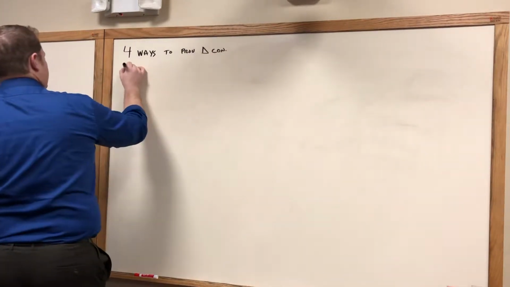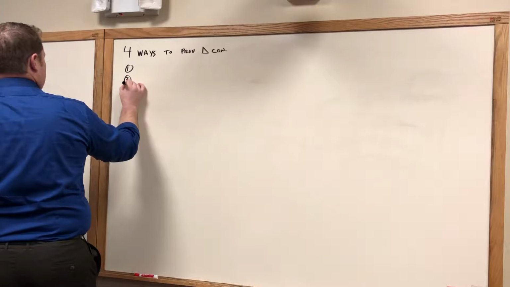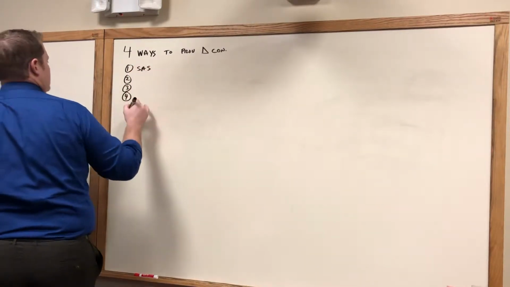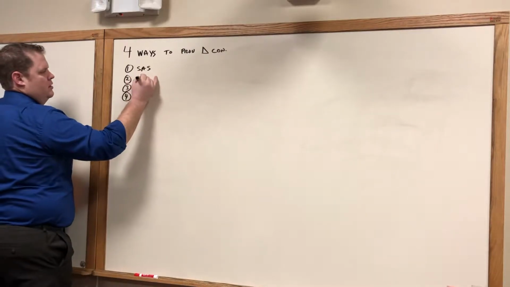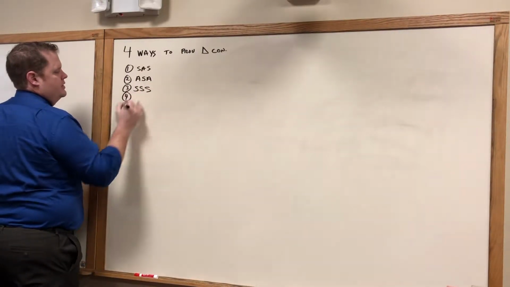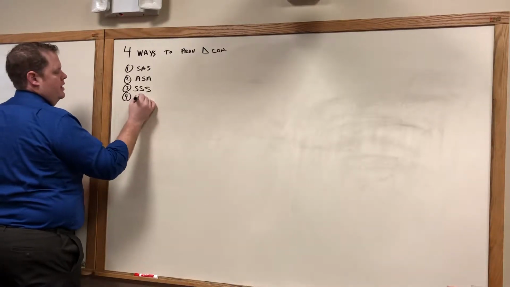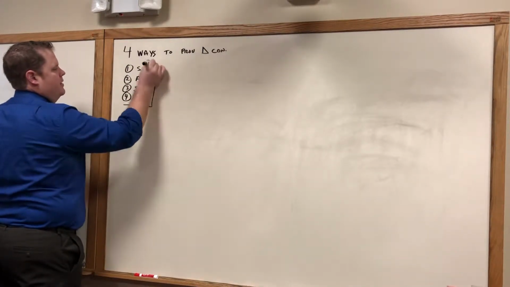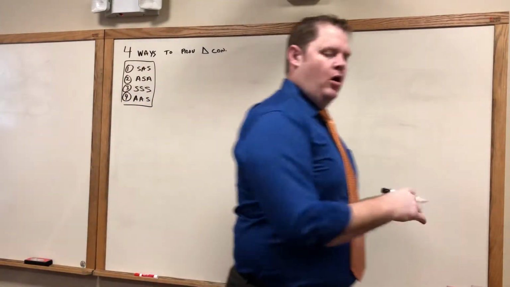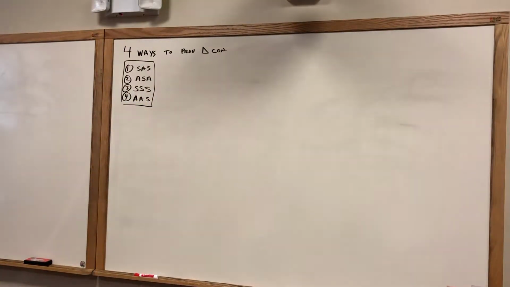There are 4 ways. These are all abbreviations, all letters. Side angle side, okay, SAS is one of them. Another one: angle side, side to side, and angle side. So everybody agree with me? These are the 4 ways, and we understand that, right? That's all we're doing. We're just trying to prove 2 triangles are congruent.